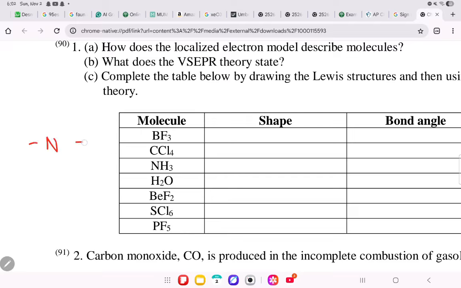N, and we have 3 H's. Okay, H does not complete an octet, it completes a duplet. Okay, this is supposed to be a known fact. Okay, so now we start.